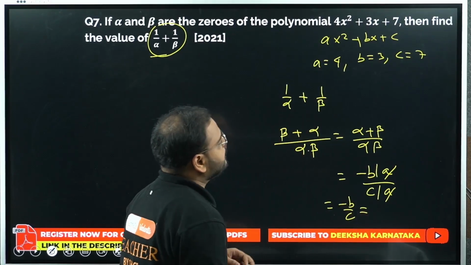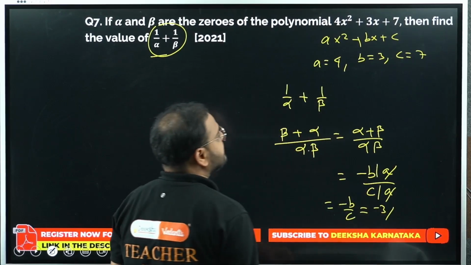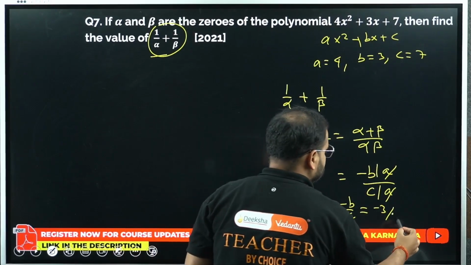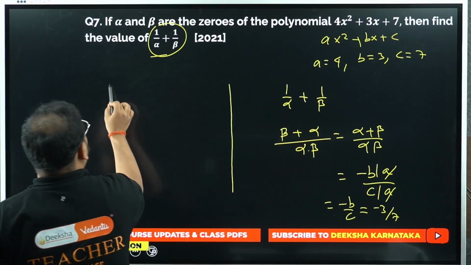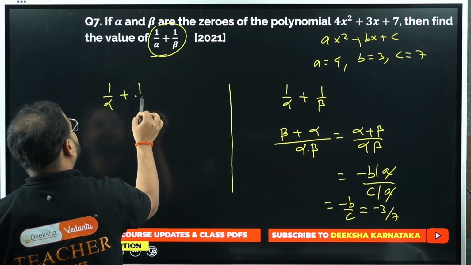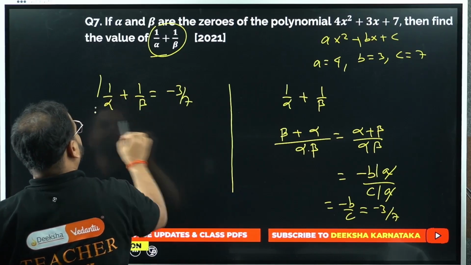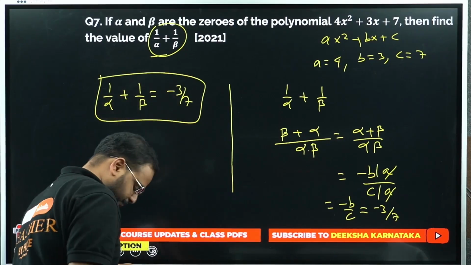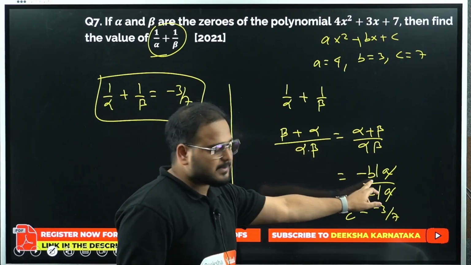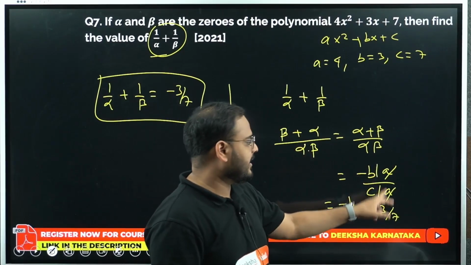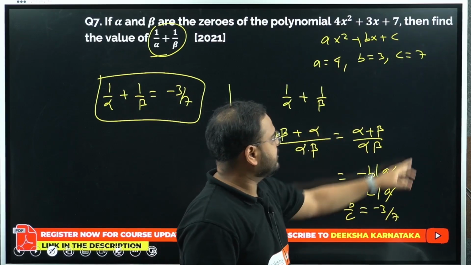What's minus b? B is 3, right? So minus 3. What is c? C is 7. So my final answer for this condition, 1 by alpha plus 1 by beta, is equal to minus 3 by 7. Please have a look. Sum is minus b by a. Product is c by a. I can cancel a and a. Minus b is minus 3. And c is 7.